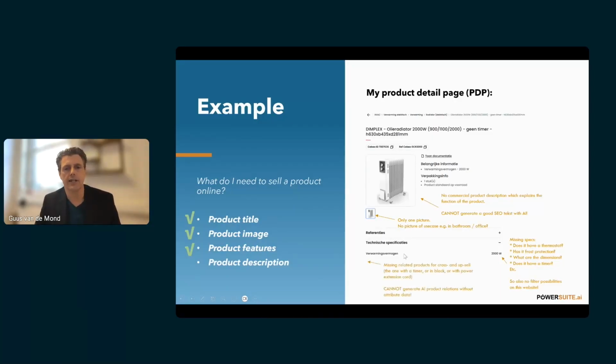The same applies to relationships. This one doesn't show a timer. Maybe there is one that does have a timer. Or perhaps this one is available in black as well as white. So I don't see the other product relationships, the variants here, or any potential accessories like an extension cord, so I could easily place it somewhere else. This means that the product data, the attributes, and the images are very important to ultimately create a successful sale.